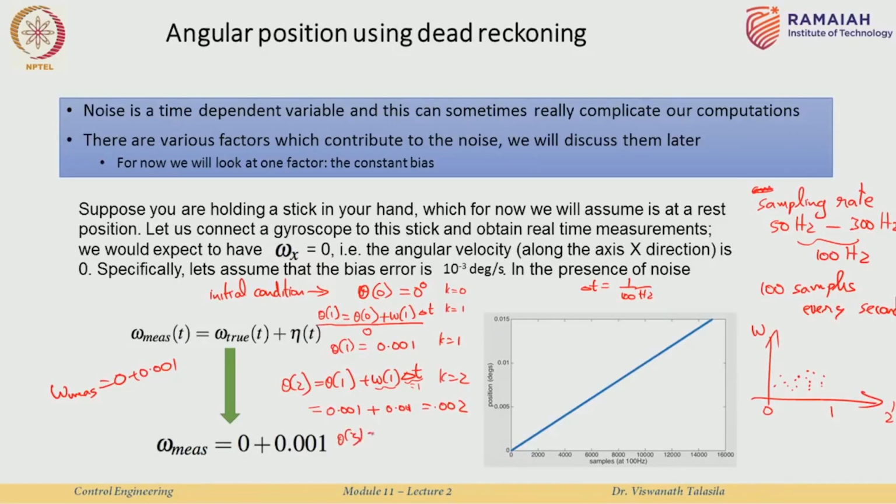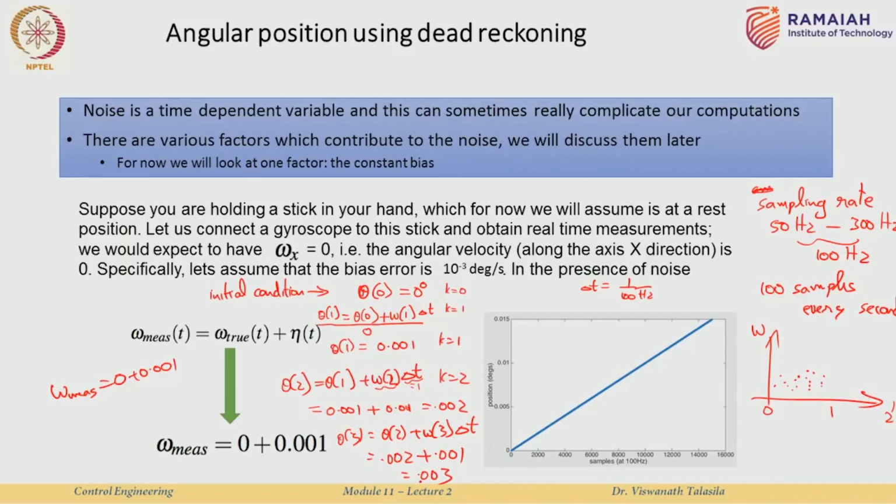So theta of 3 will be equal to theta of 2 plus omega of 2, sorry, this should be a 2, omega of 3 times delta t. Add it up again. So you get 0.002, the previous value, plus 0.001, and this becomes 0.003.